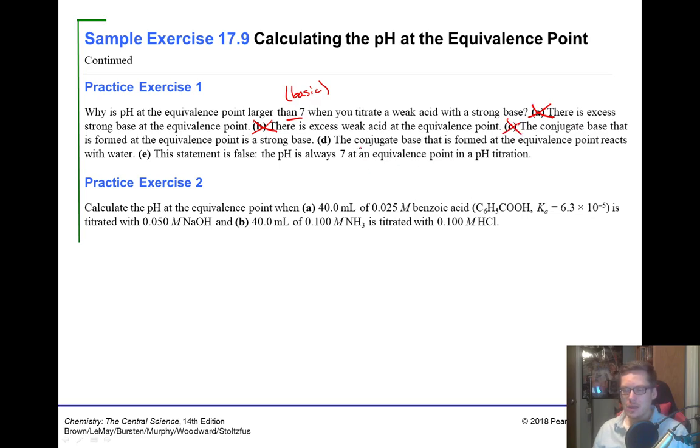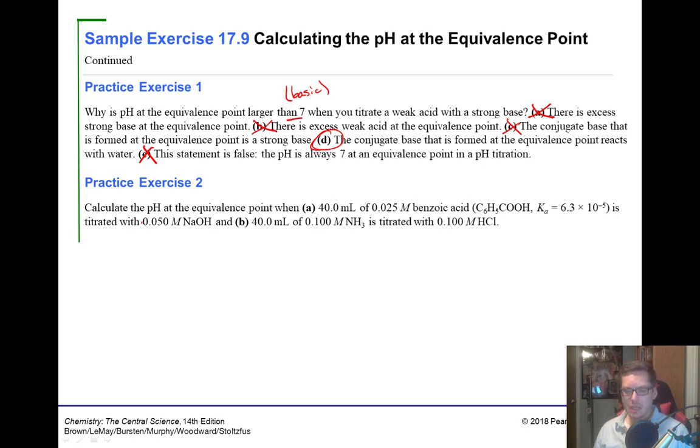It can't be C. And D says, the conjugate base that is formed at the equivalence point reacts with water. And that's true. That's what we established earlier. It says, this statement is false: the pH is always 7 at the equivalence point in a titration. That is false. That is only true for a strong acid and strong base.